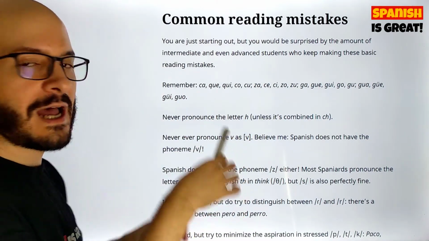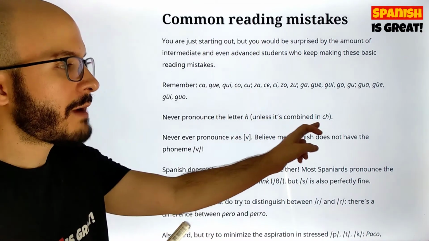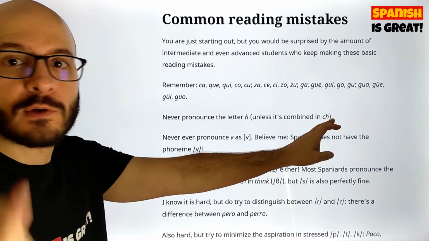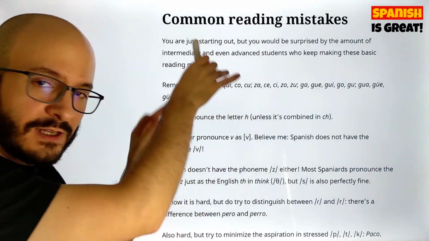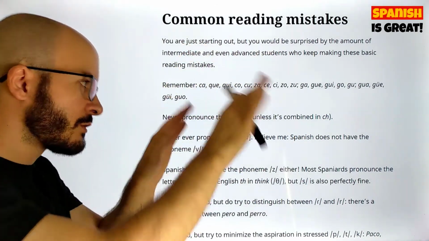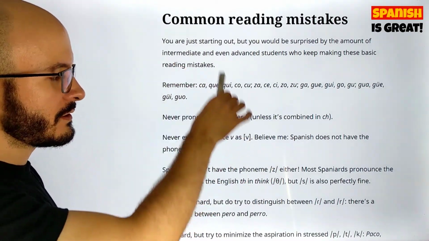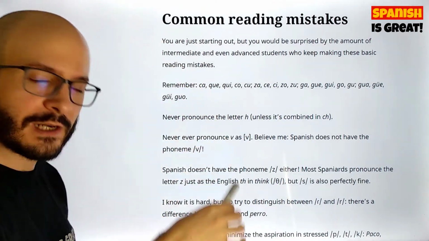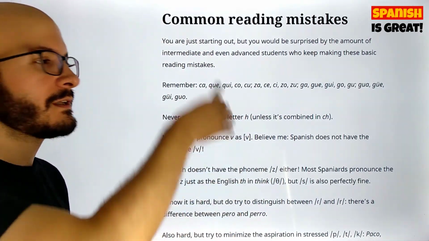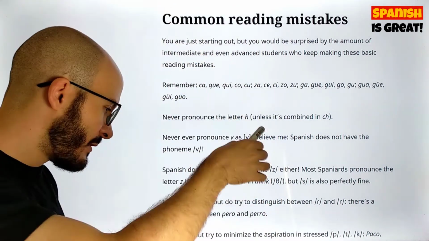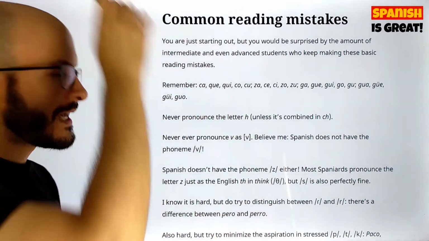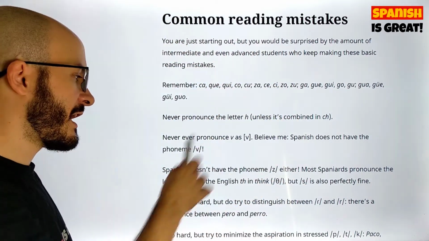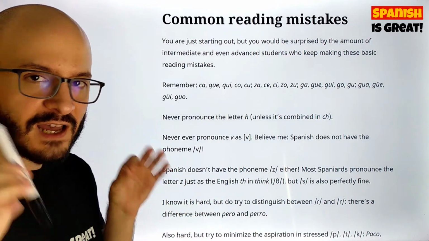Never pronounce the letter H unless it's combined in che. Then it's che, like in chorizo, no? But if H appears by itself, then we don't pronounce it. Never ever pronounce the letter V as V, because it doesn't exist in Spanish, really, for real. It doesn't matter what you might find online, it doesn't matter what other people on YouTube say, it doesn't matter, nothing matters, nothing at all. Believe me, Spanish does not have the phoneme V. It doesn't have this sound, okay?